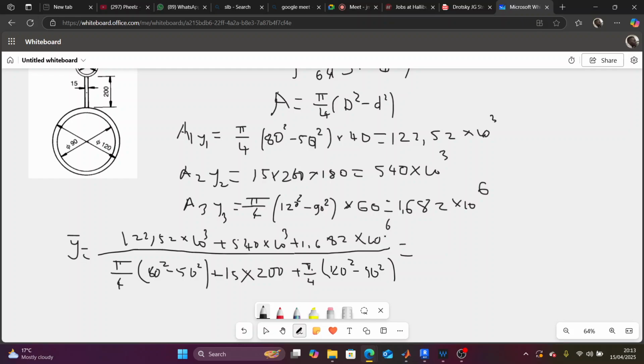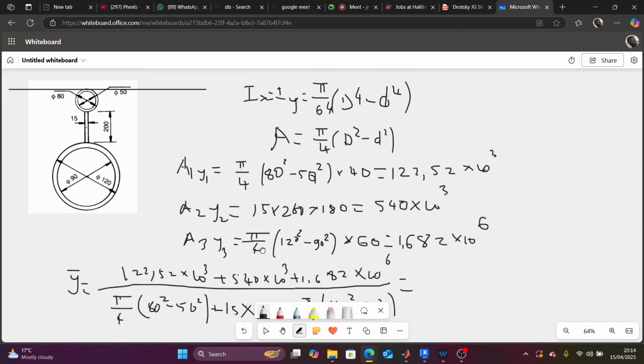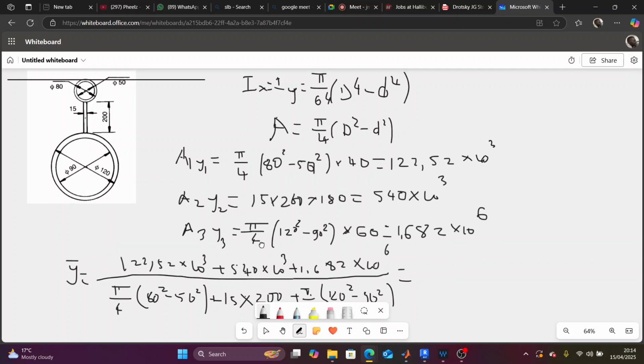59. We cannot get 59 because in the book here they are getting 212. No, and we are taking the reference from top, so we need to get the same thing. If we don't get it, something is wrong. Pi over 4 times 120 squared minus 50 squared multiplied by 40. Can we double check that one? What is the answer there?